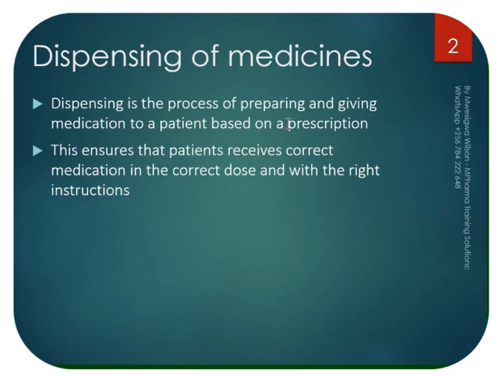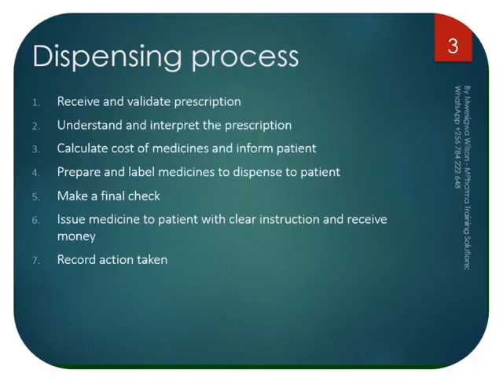We saw earlier who can prescribe. There are doctors, physicians, clinical officers, and very many other people. And dispensing ensures that the patient receives the correct medication in the correct dose, involving strength, dosage form, and with the right instructions. Because when you're issuing medicines to patients, you have to issue medicines with clear instructions. So the dispensing process is key.